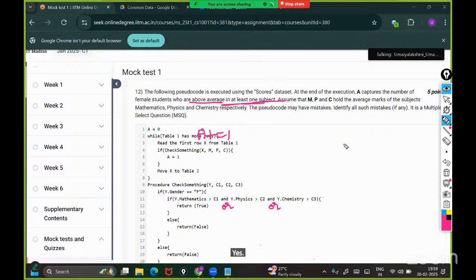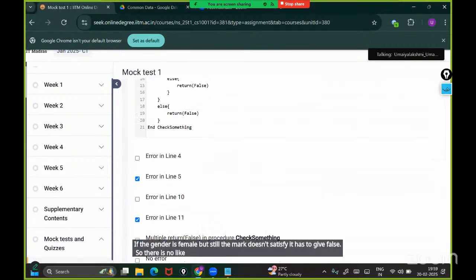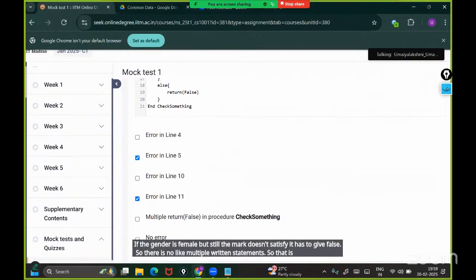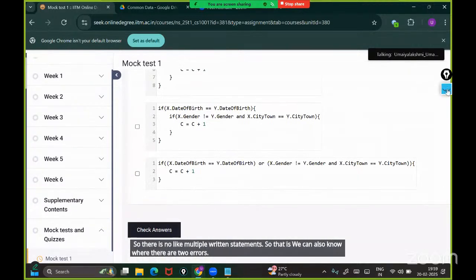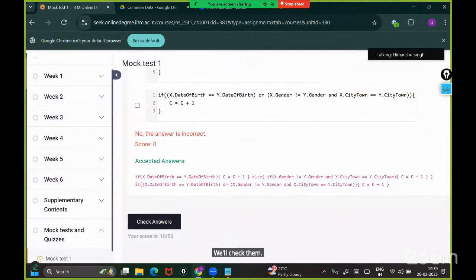And the next thing is they have mentioned multiple return statements. Yes, ma'am, it is also there. If the gender is not female, it has to return false, right? Yes. If the gender is female, but still the mark doesn't satisfy, it has to give false. So there are no multiple return statements. We cannot say no error. There are two errors. Ma'am, multiple return false will be the answer also.